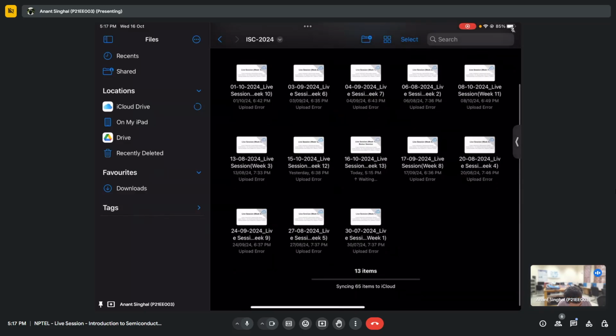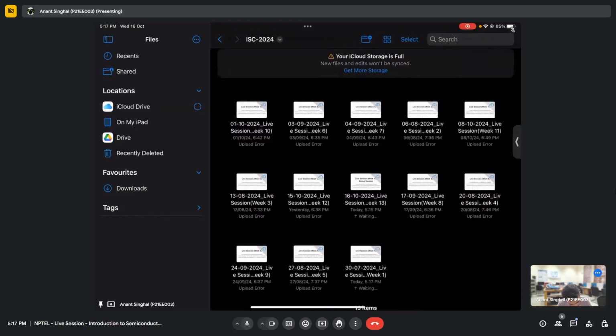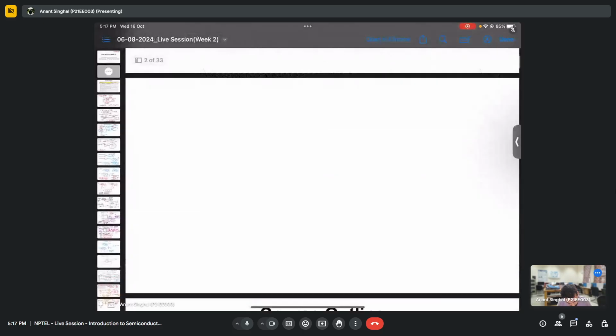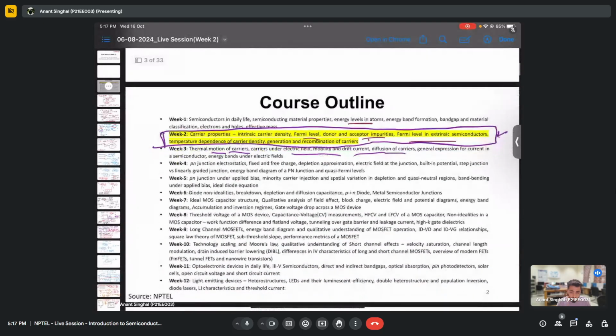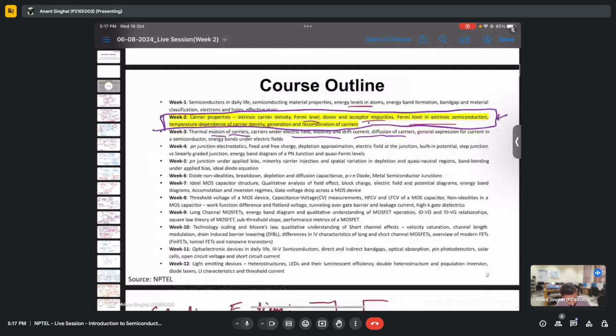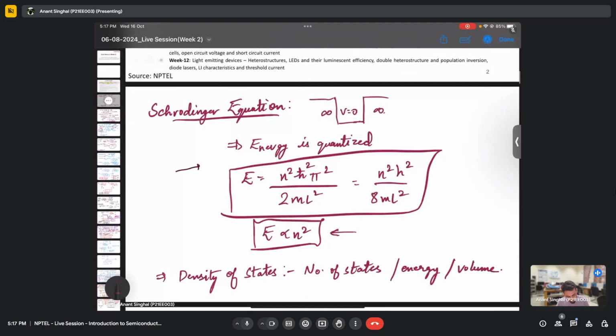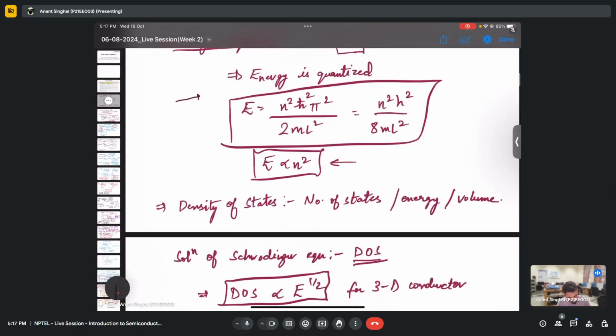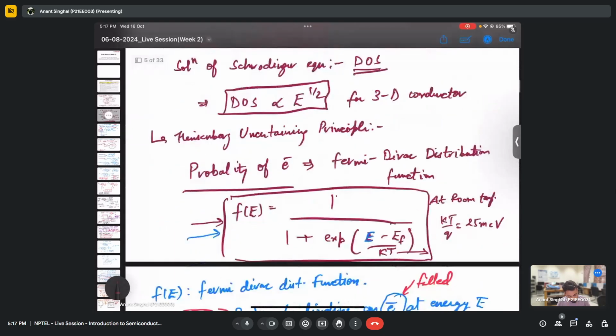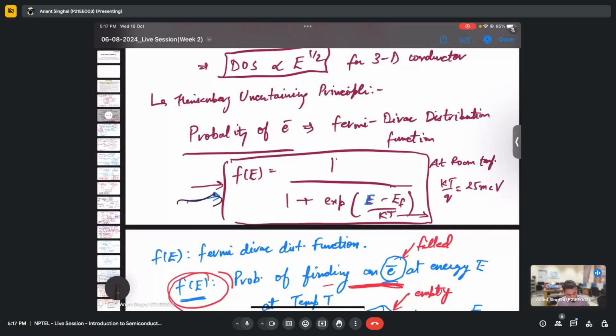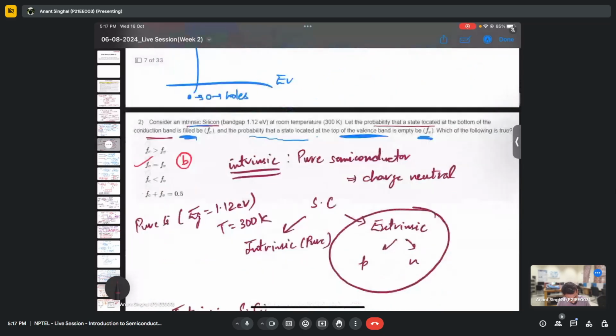So let me go to week 2 quickly. This was an important lecture, considering that in this lecture we first came to know what this Fermi level is. We read about the Fermi level and we solved the Schrodinger equation showing that the energy is quantized. We solved for a thing called density of states and how the probability comes out.